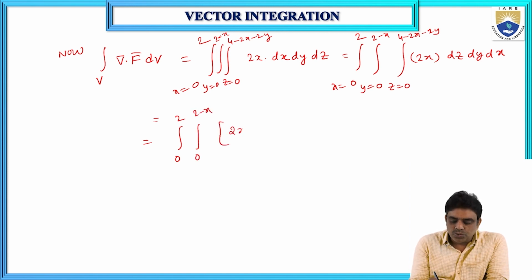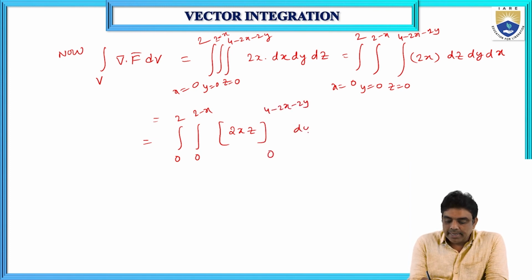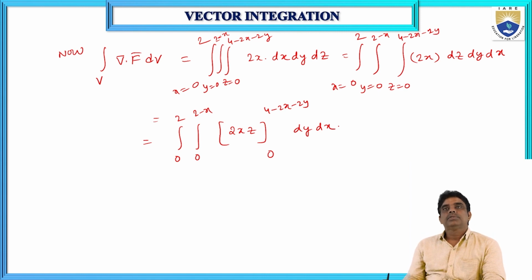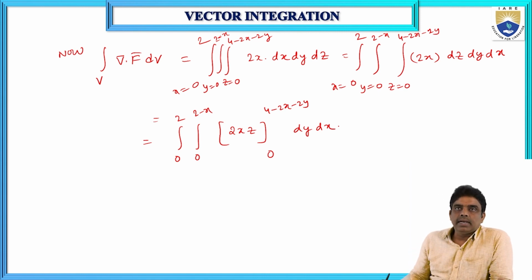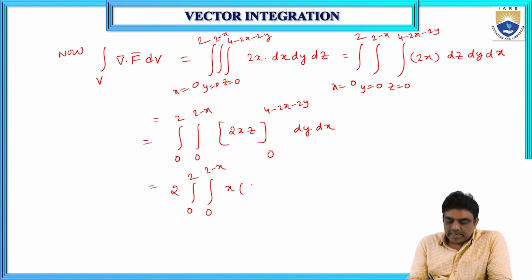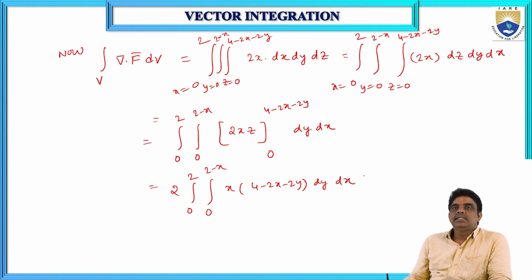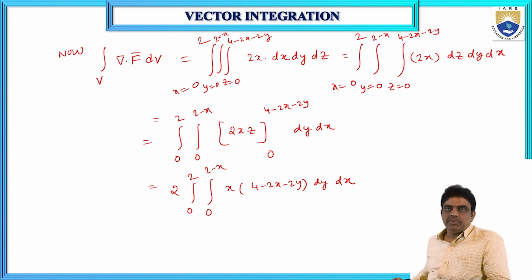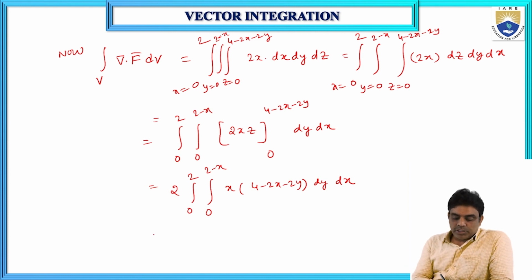So what is the integration? 2xz between 0 and 4 minus 2x minus 2y, and dy into dx. So 2x is constant, integral dz, that is z between the limits 0 and 4 minus 2x minus 2y. So 2 can write outside, 0 to 2, 0 to 2 minus x, and x into z, what is the upper limit? 4 minus 2x minus 2y, lower limit 0, of dy into dx. So this completes the one integral. With respect to z already we have integrated and substituted the limits also.